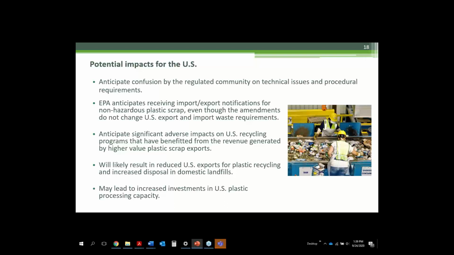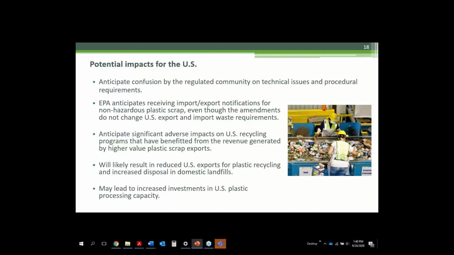We're also going to receive export notices from other countries that want to send plastic scrap to us, and we don't regulate the plastic scrap and we don't require a notice, but that country is going to require a notice, and so they're going to send it to us. So EPA is going to start getting plastic scrap notices that we've never received before. And since we don't regulate it, we don't consent, we do something called neither consent nor object, which is effectively a consent. That's what we'll do, but that's going to be a change as well. And so that's something that we're going to need to respond to.